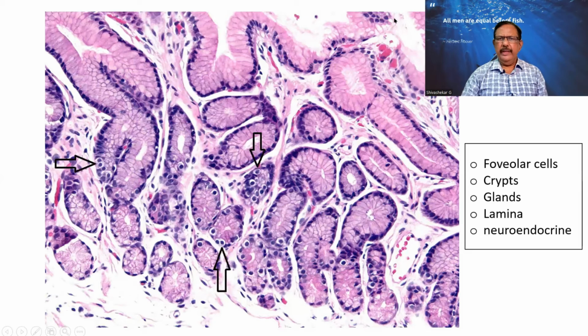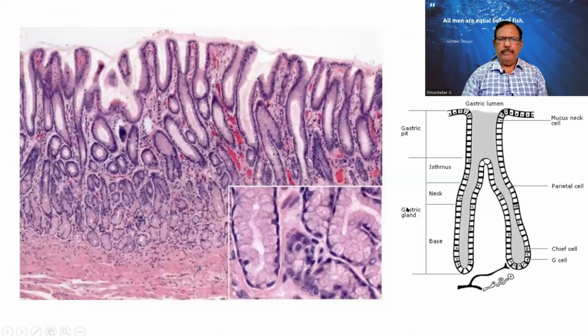Look at this. Again, the gastric mucosa. These tall cells are called the foveolar lining epithelium. And the depressions are called the crypts. Lower down, there will be the glands. And the supporting tissue will be the lamina propria. Look at these somewhat undifferentiated cells, small round cells. They are the neuroendocrine cells. So in the mucosa itself, I have so much to identify. Look at it, take your time, and then try to unravel them one by one.